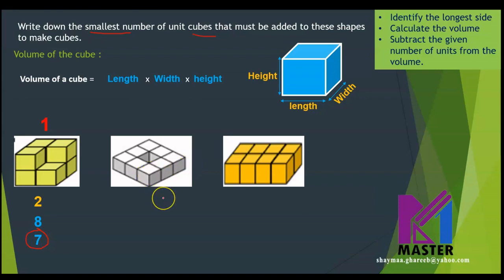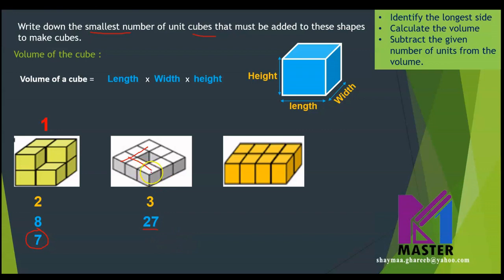Now look at the second shape here. I have another shape that has missing cubes. I need to complete it to be a cube. What is the side length? Any side or the longest side? All the sides here are the same. I have 3. I have 3. So the longest side here is 3. What is the next step? Find the volume. If the side is 3, how do we find the volume? 3 times itself 3 times, or cubed. 3 times 3 times 3, which is 27. So this is the volume. What is the last step?